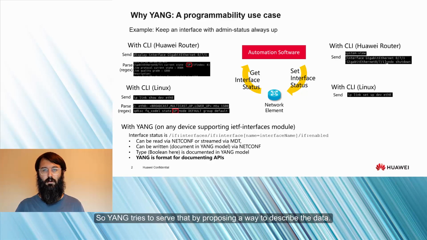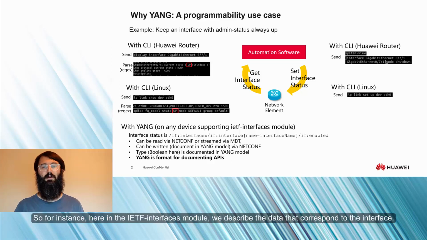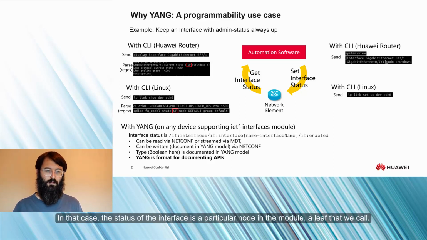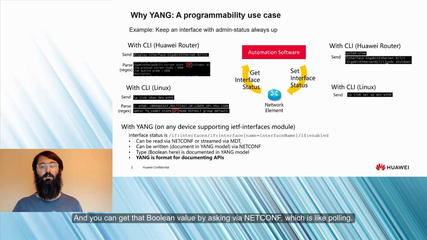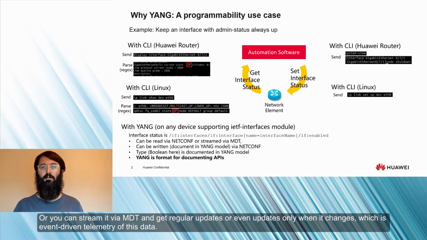So YANG tries to solve that by proposing a way to describe the data. So for instance, here in the IETF interfaces module, we describe the data that corresponds to the interface. In that case, the status of the interface is a particular node in the module, a leaf that we call it, and it's a Boolean value. And you can get that Boolean value by asking via NETCONF, which is like polling, or you can stream it via MDT and get regular updates, or even updates only when it changes, which is event-driven telemetry of this data.